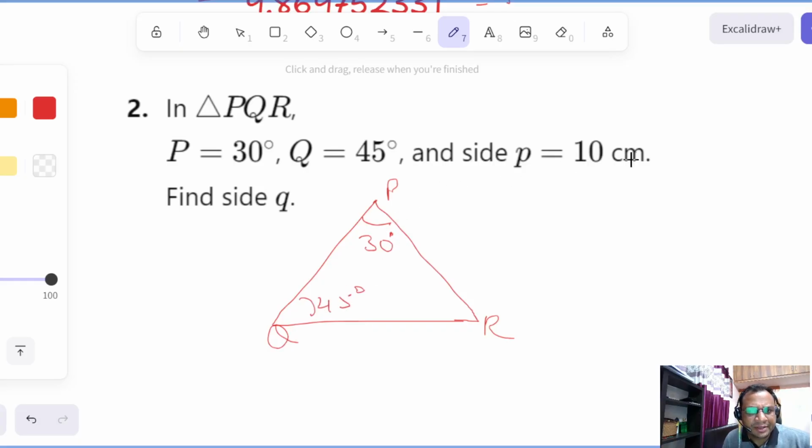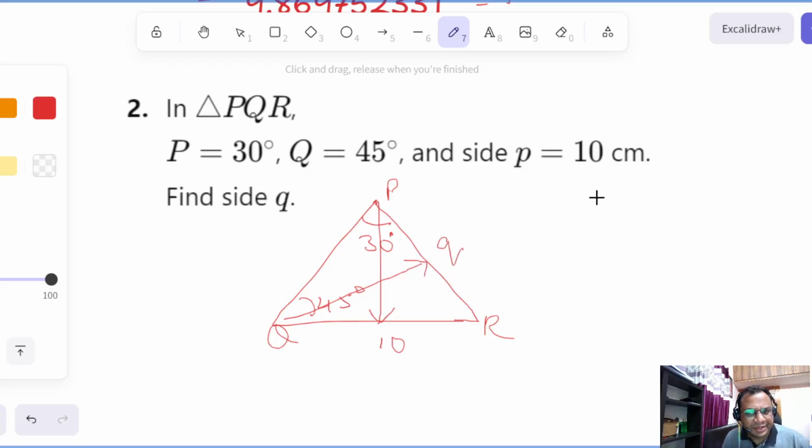And side P, where is it? Yeah. Side P means the side opposite to angle P, which is given as 10. And we have to find side Q. The same type of question basically. So this we need to find out.